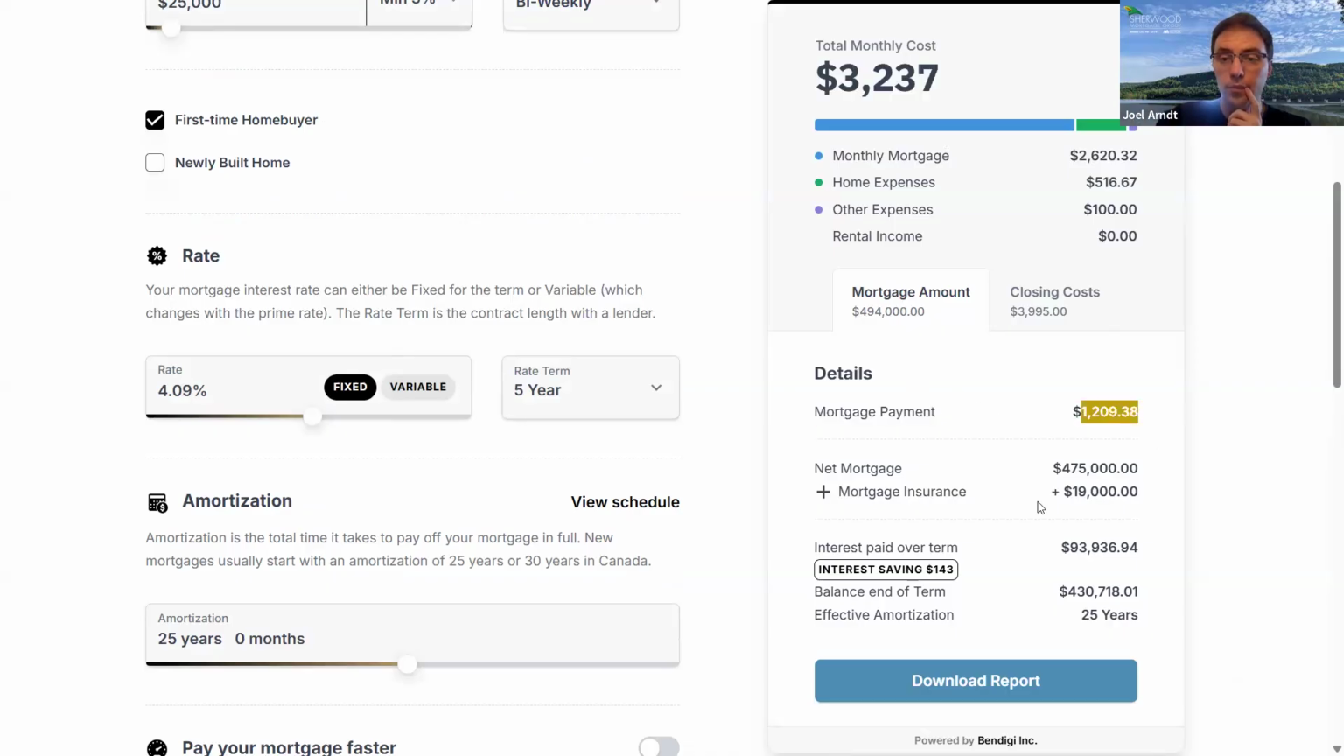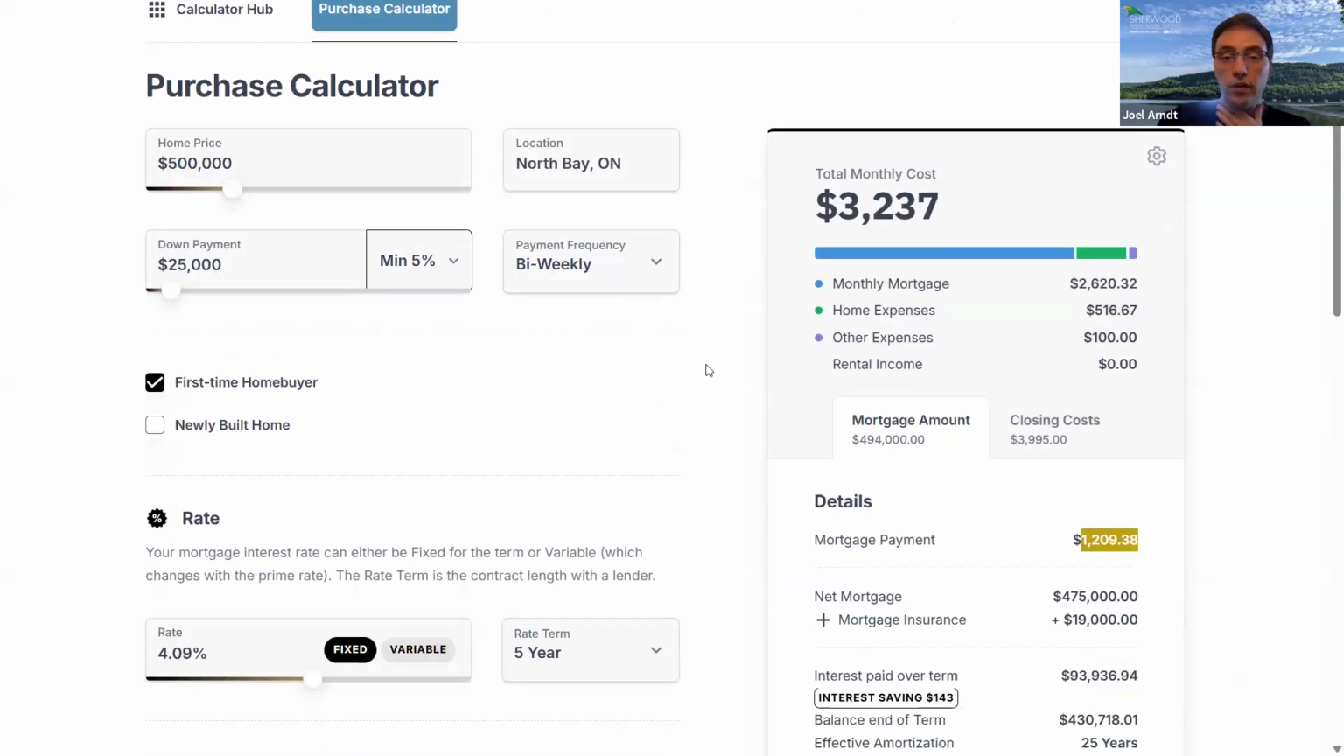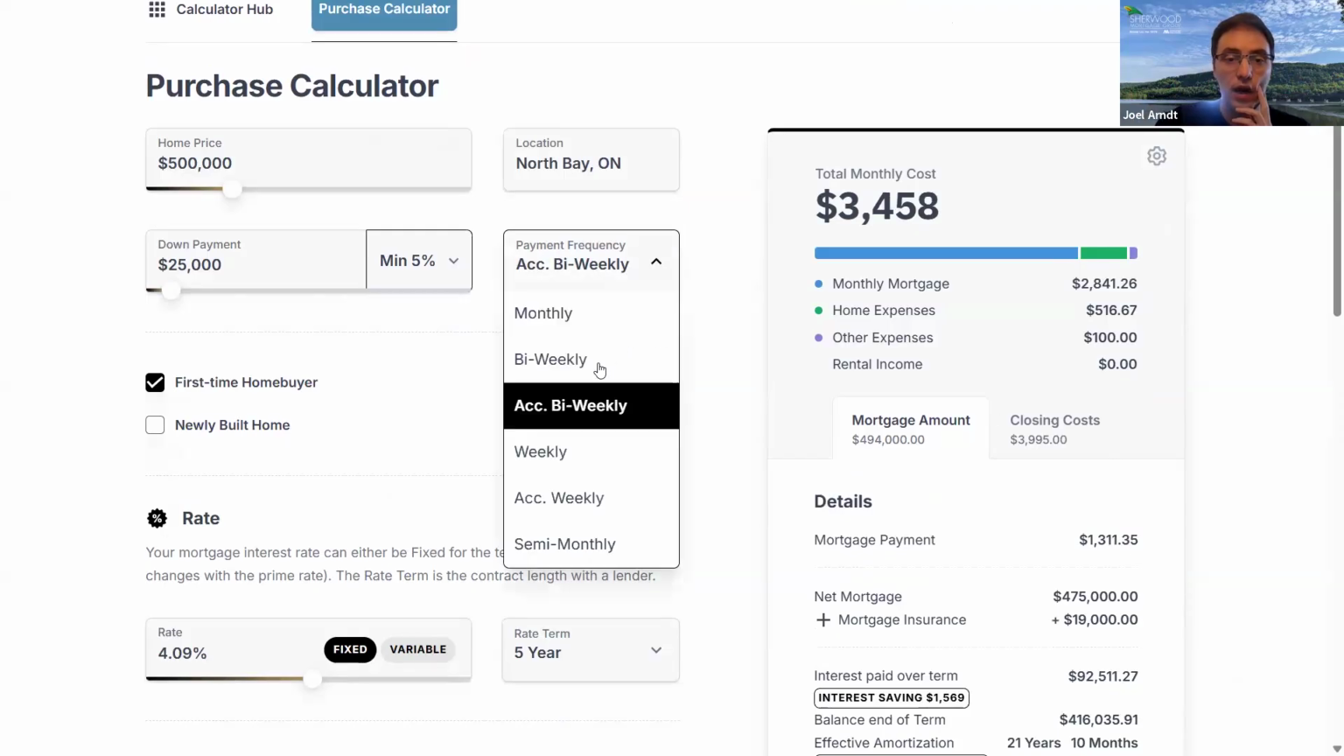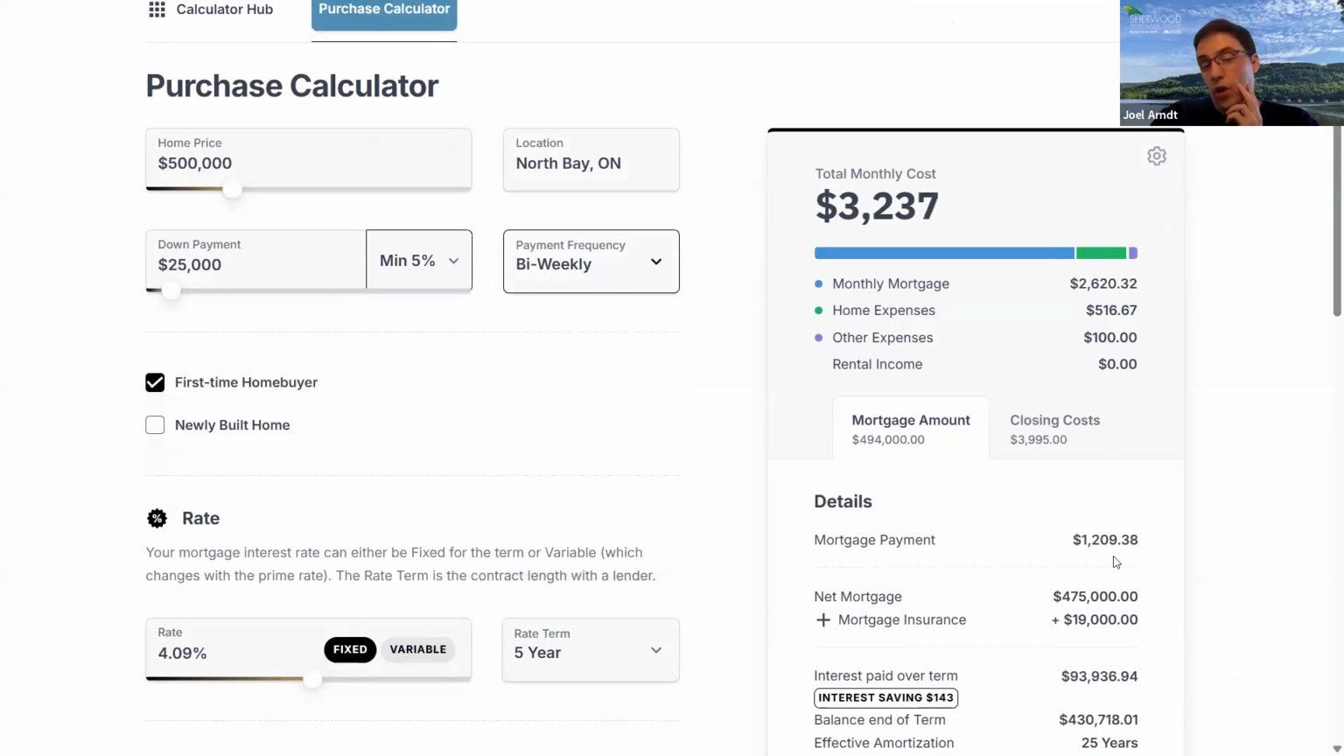Your biweekly mortgage payment. You could also see what an accelerated biweekly mortgage payment would look like. So in this case, that's 1311.35, about $100 more. And what the accelerated biweekly payment does is, with a biweekly payment, you make 26 payments a year. There are 52 weeks in a year. If you're making one payment every 2 weeks, that's 26 payments a year.